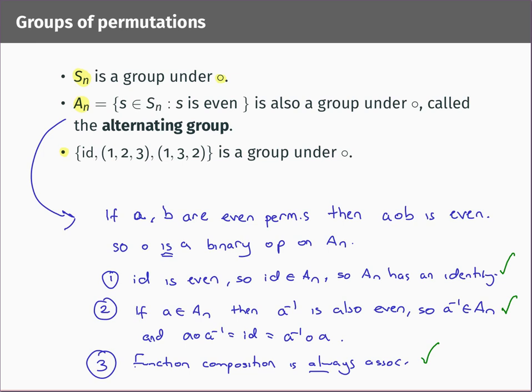And then you can ask three questions. So is there an identity? Yes. Is it closed under taking inverses? So does every element have an inverse? Well, you need to check. And in fact, it's true. The identity is its own inverse. 1, 2, 3 is the inverse of 1, 3, 2. And 1, 3, 2 is the inverse of 1, 2, 3.